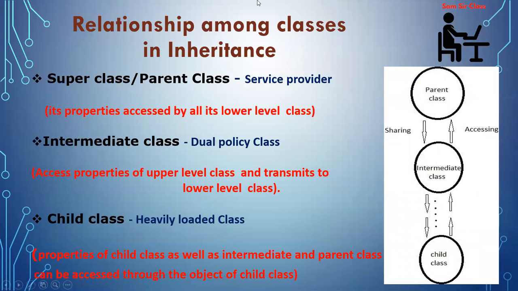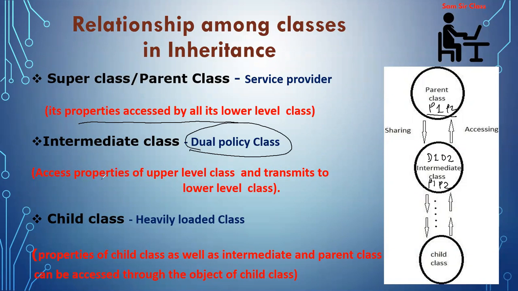Let's discuss the relationship between all these three classes. The superclass or parent class is the service provider. Initially it will define some property 1, property 2, and the properties will be accessed by all its lower level classes. How? Intermediate class is accessing parent class. Suppose intermediate class has D1 and D2 as properties. But as it is accessing parent class, P1 and P2 will also come to intermediate class. So intermediate class actually plays the dual policy role. What is the dual policy role? It accesses the properties of the upper level class and transmits them to the lower level.